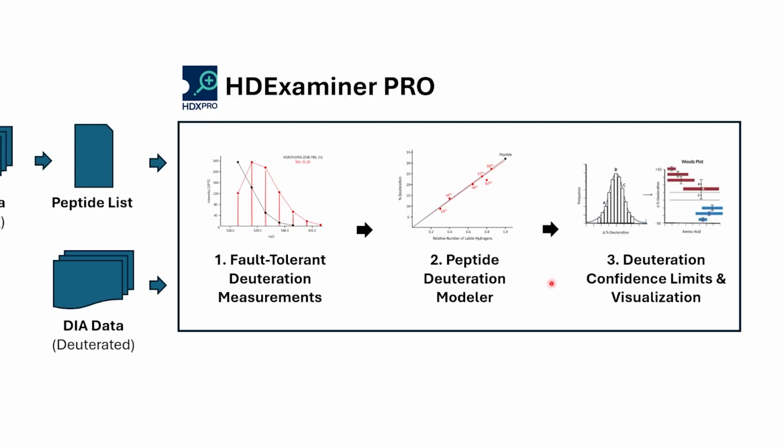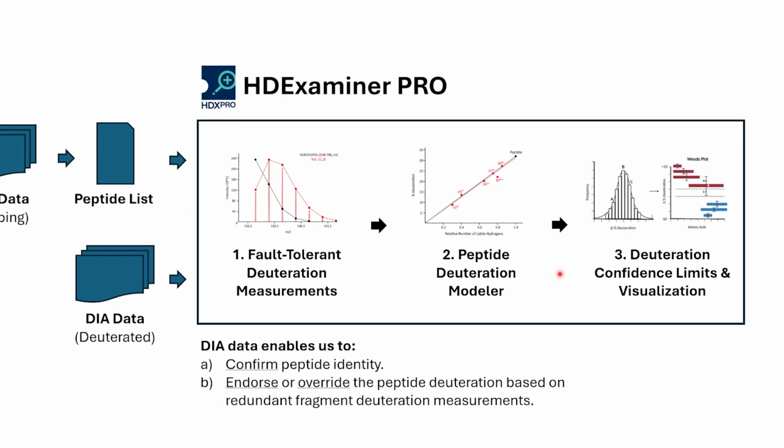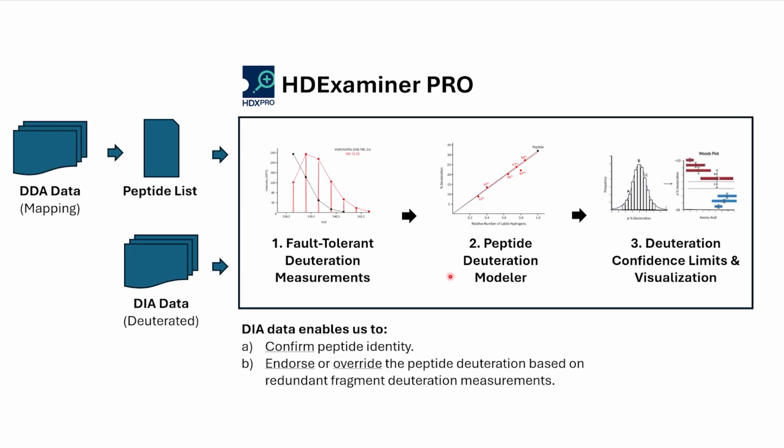Okay, so just to wrap up, the DIA data enables us to do two things. The first thing is that we can confirm the peptide identity. We have individual fragments of the peptide in all of the DIA runs, so we can confirm the peptide identity in every single one of these runs. So there's no question that the peptide we're looking at is the correct peptide and its identity is authenticated.